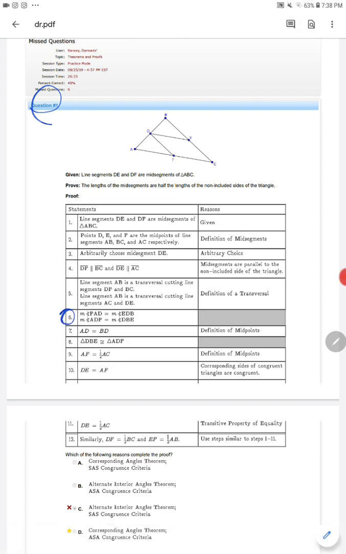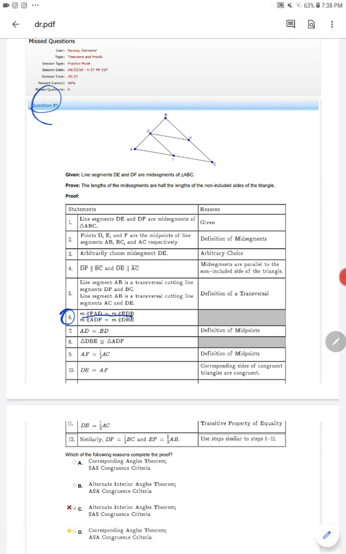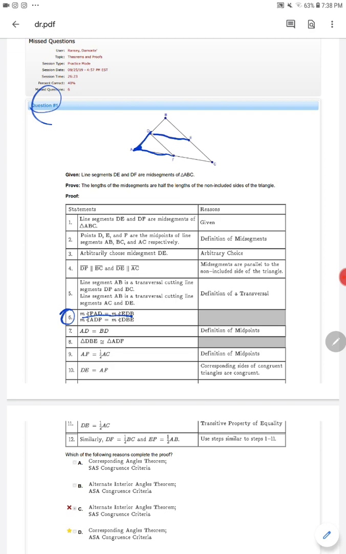In step 6, it is talking about two pairs of angles. So if we check these angles, we will have our answers actually. Angle FAD, start from F, go to A, and then D. The one in the middle is the angle. And then the second angle is angle EDB. Start from point E, go to D, and then go to B. So actually we are talking about this angle here and then that one here.